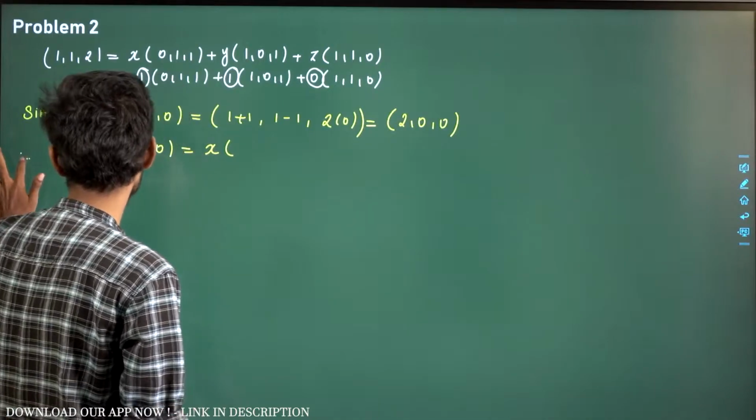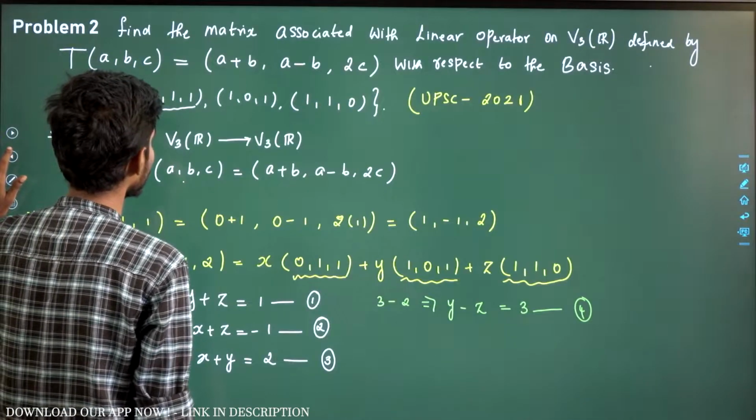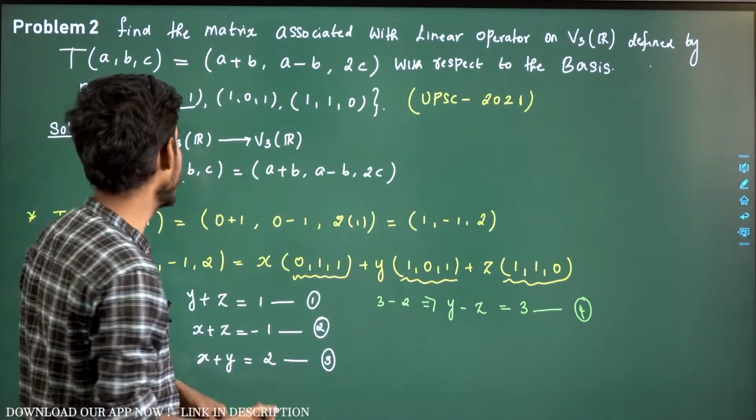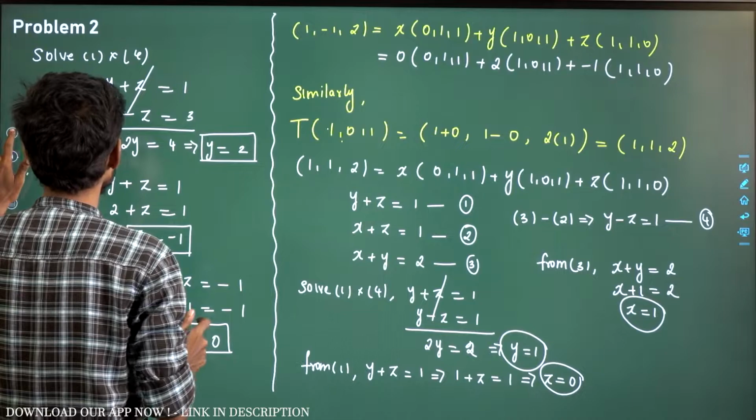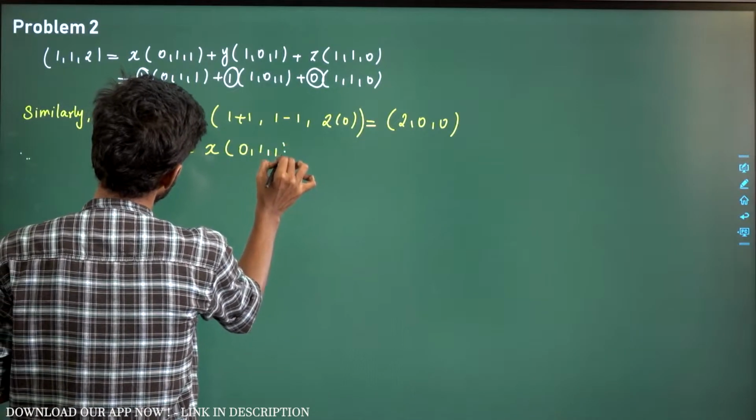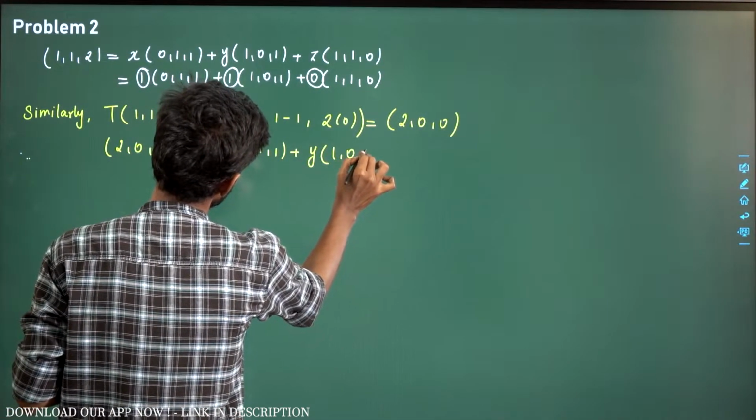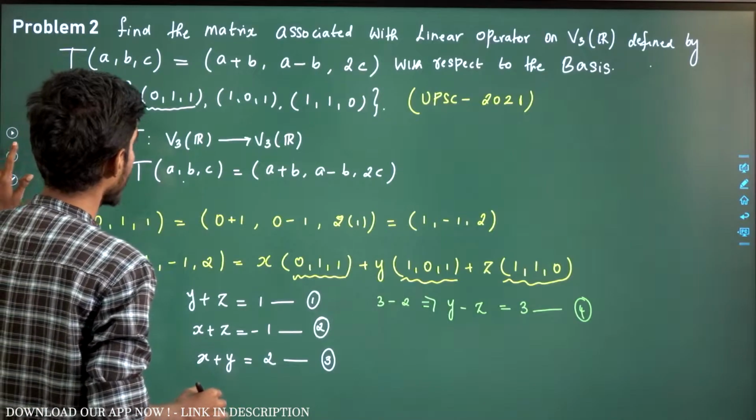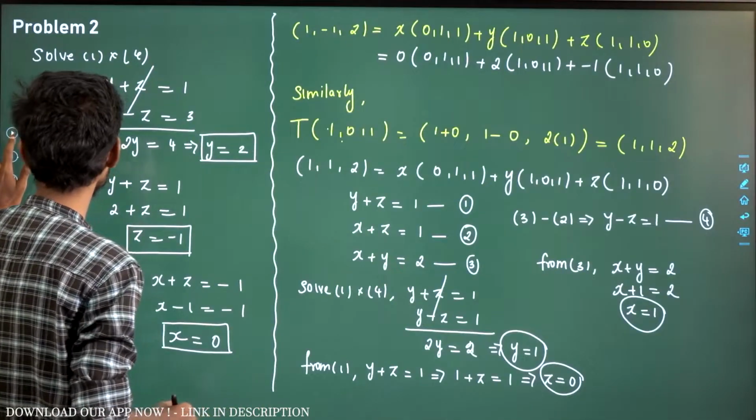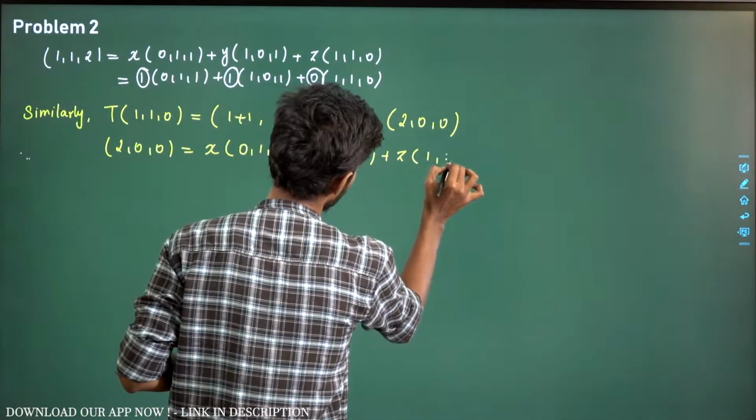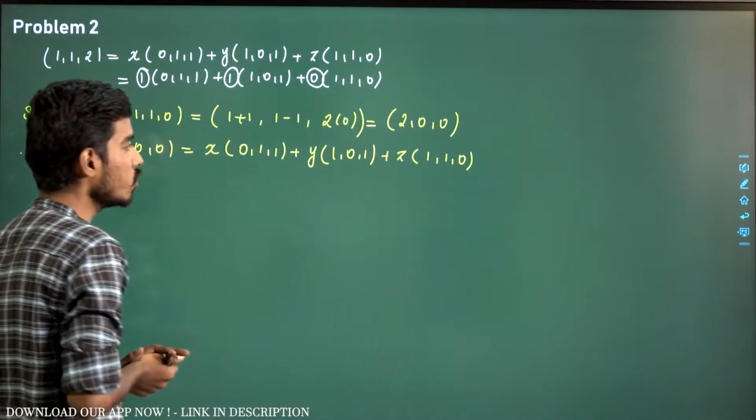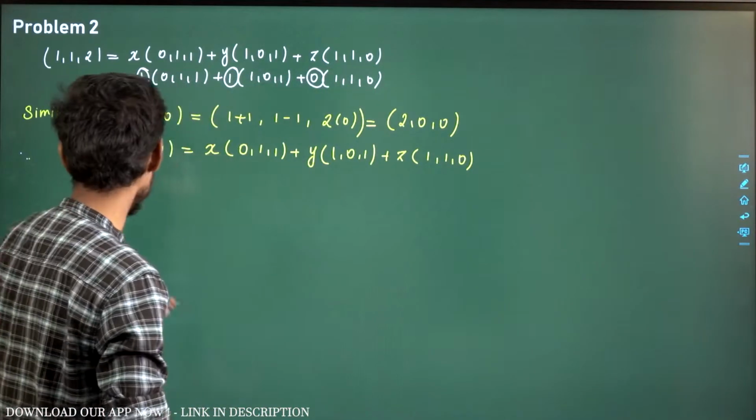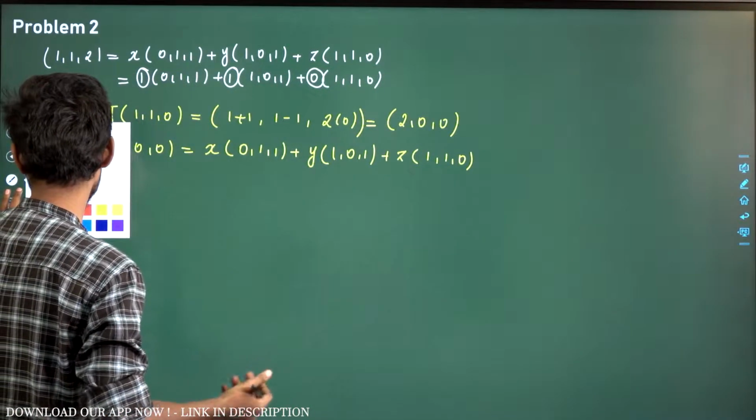in the codomain space. What is the basis of the codomain space? They are given only one basis, so take that as the basis for the domain space as well as the codomain space. So x times (0, 1, 1) plus y times (1, 0, 1) plus z times (1, 1, 0), right? Super. Now similarly, you will define the x, y, z. That will be the third column for the required matrix, right?